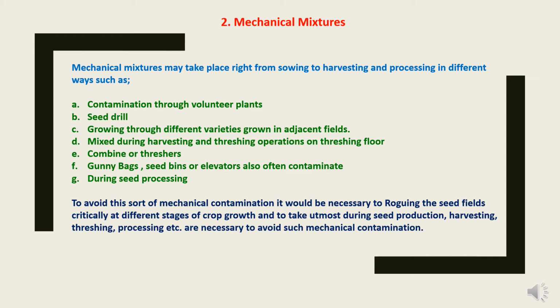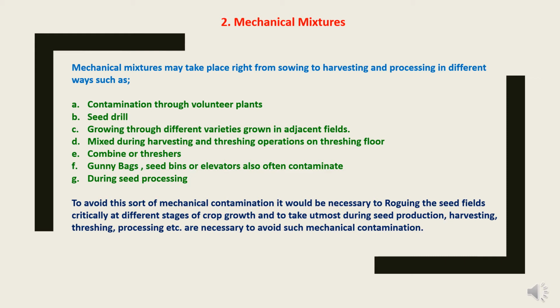Fourth factor is the seed mixing during harvesting and threshing operations on the threshing floor. We have to take all precautions during harvesting and during threshing operations. The threshing floor should be totally cleaned, and while harvesting we have to take care that from the side by side fields, or whatever combines or threshers we are using, it should not have the earlier leftover seeds. So the combine and thresher should also be checked and cleaned thoroughly, and there should be proper supervision before use.